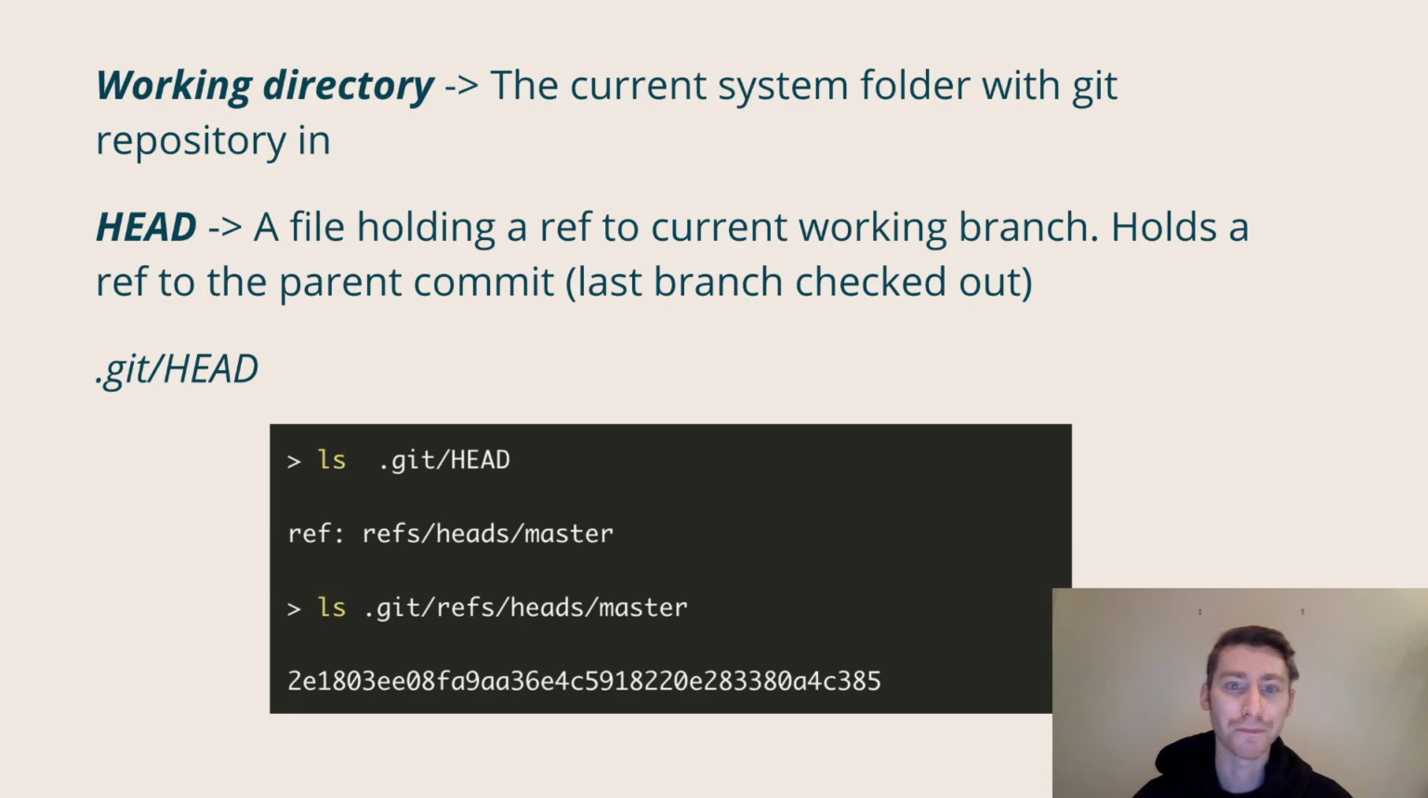So I'll be covering the components we'll be building in our working versions later. The working directory is the current system folder with the Git repository in, also known as the working tree. There's the head, which is a file holding the ref to the current working branch. It's basically the last checked out workspace. It holds a reference to the parent commit, which is usually the last branch that's checked out. Also, it's found in the .git/head file, and you can see an example of its contents here.